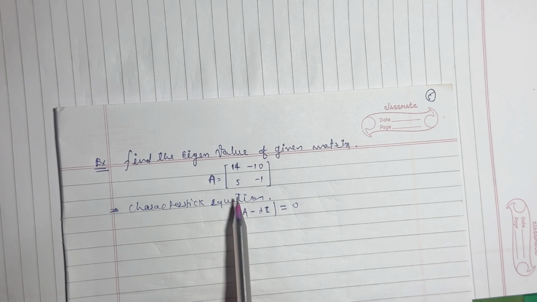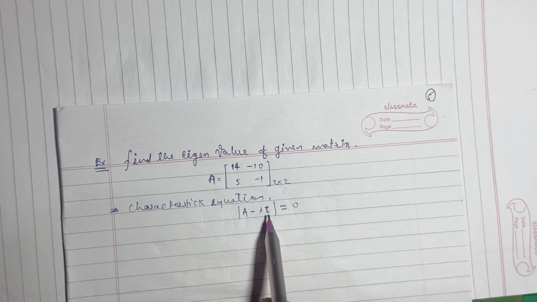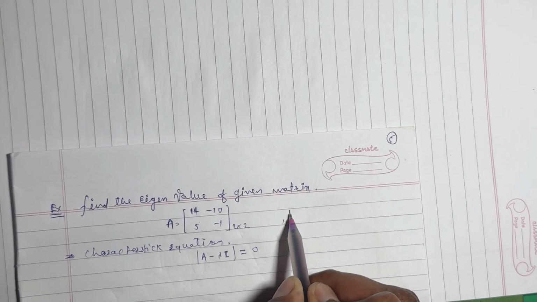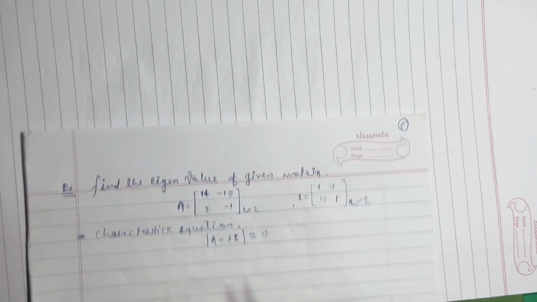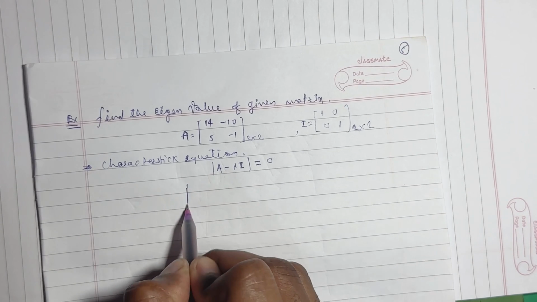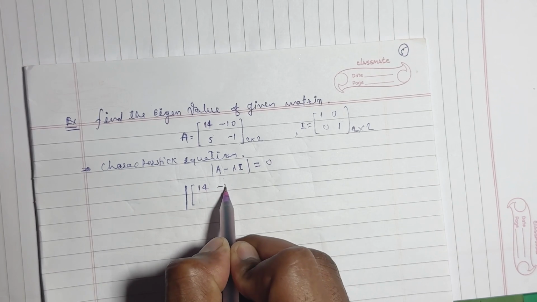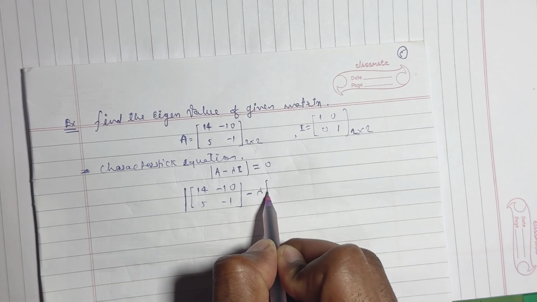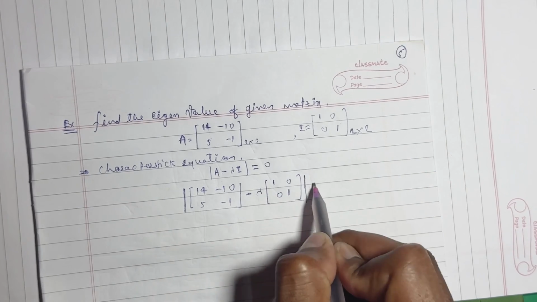Matrix A is a 2 by 2 matrix. What is the order of matrix A? It is 2 by 2. Obviously the identity matrix will also be of order 2 by 2: 1, 0, 0, 1. This is the identity matrix of order 2. So let me write A minus lambda I now: the determinant of the matrix 14, minus 10, 5, minus 1, minus lambda times the identity matrix 1, 0, 0, 1, which is equal to 0.